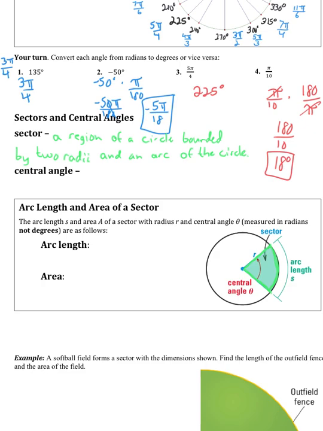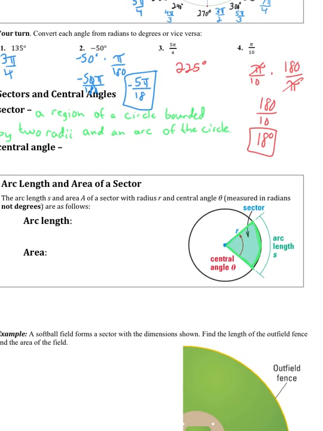The other thing we have is a central angle. A central angle is the angle formed by the two radii. So this would be our central angle here. With two radii, the angle is formed between those two.